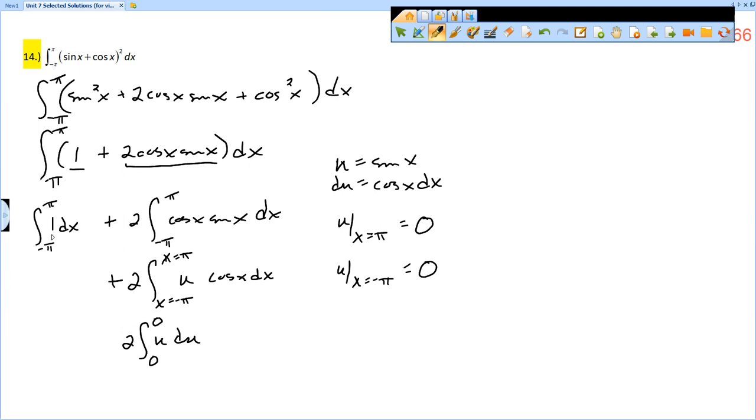And so if I integrate 1 over here, I get x evaluated from negative pi to positive pi. Then I plug in pi minus plug in negative pi. And then I'm going to add 2 times the integral from 0 to 0, but the integral from 0 to 0 is 0. So this just becomes pi minus negative pi, so pi plus pi is 2 pi. So 2 pi is the answer for number 14.